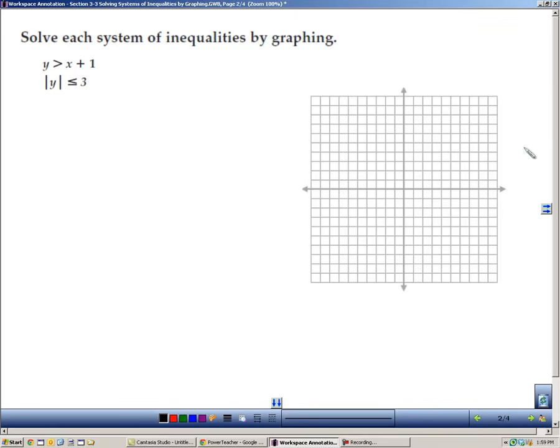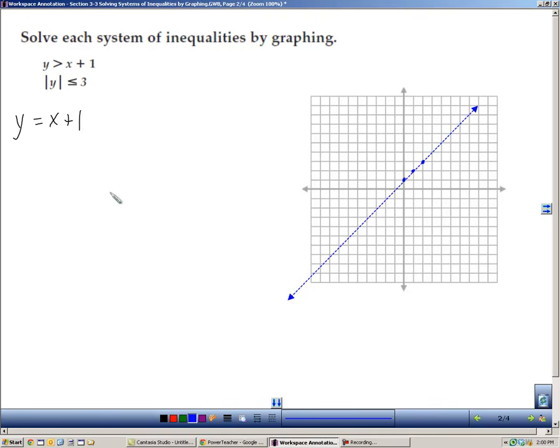Here's our next example of inequalities. We'll start by graphing the boundary line of the first. So my slope is 1 over 1, and my y-intercept is at 0, 1. So here's 0, 1, and rise of 1, run of 1. And because it's greater than, I'm going to do a dotted boundary line.